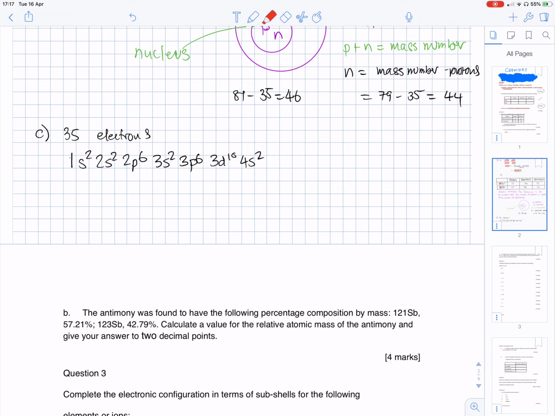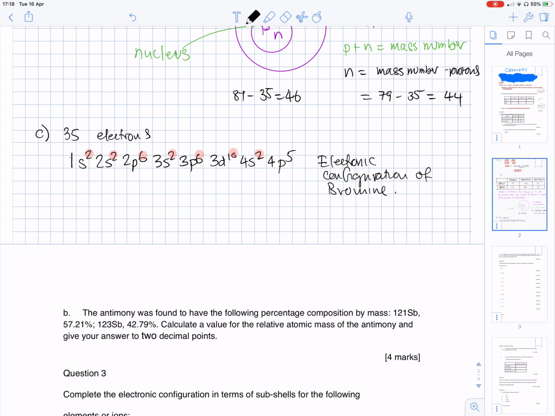So let's just keep stock of how many we've got so far. We've got 2, 4, 10, 12, 18, 28, 30. So I'm just left with 5. So it's going to be 4p5. So this is the electronic configuration of bromine.